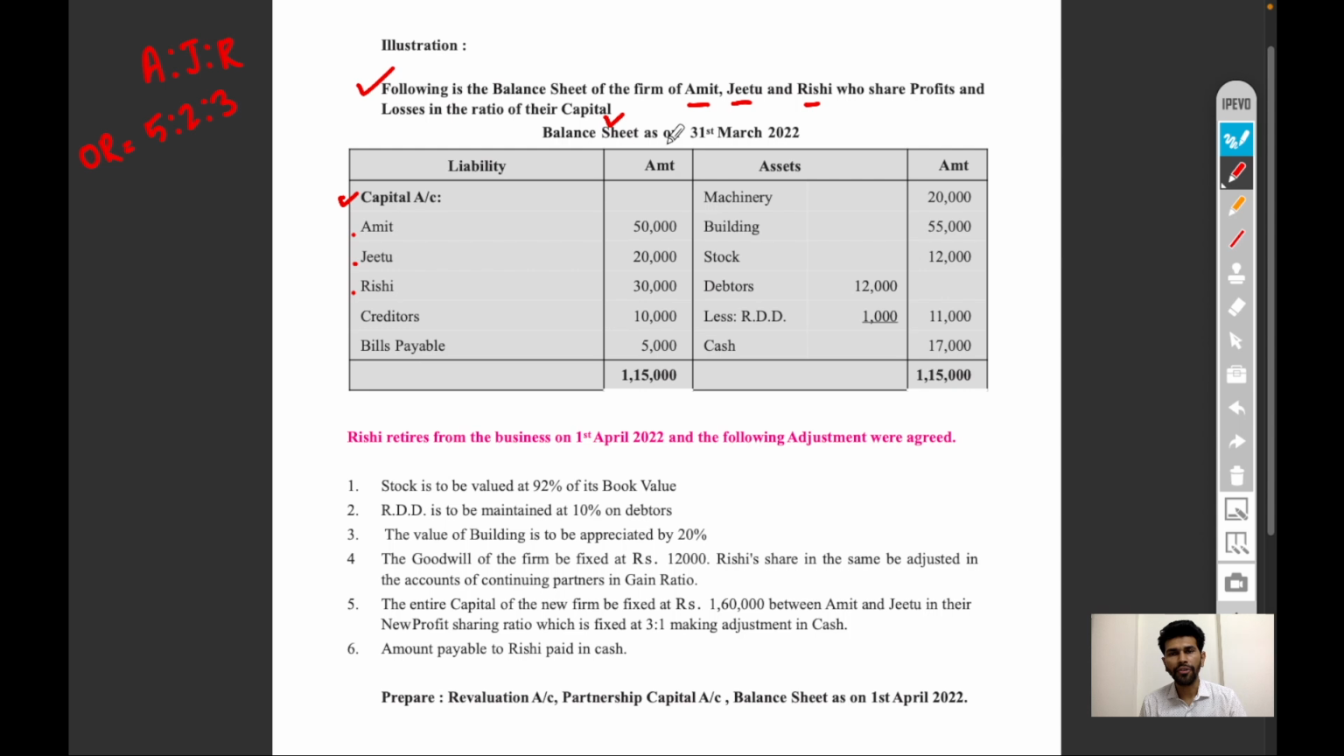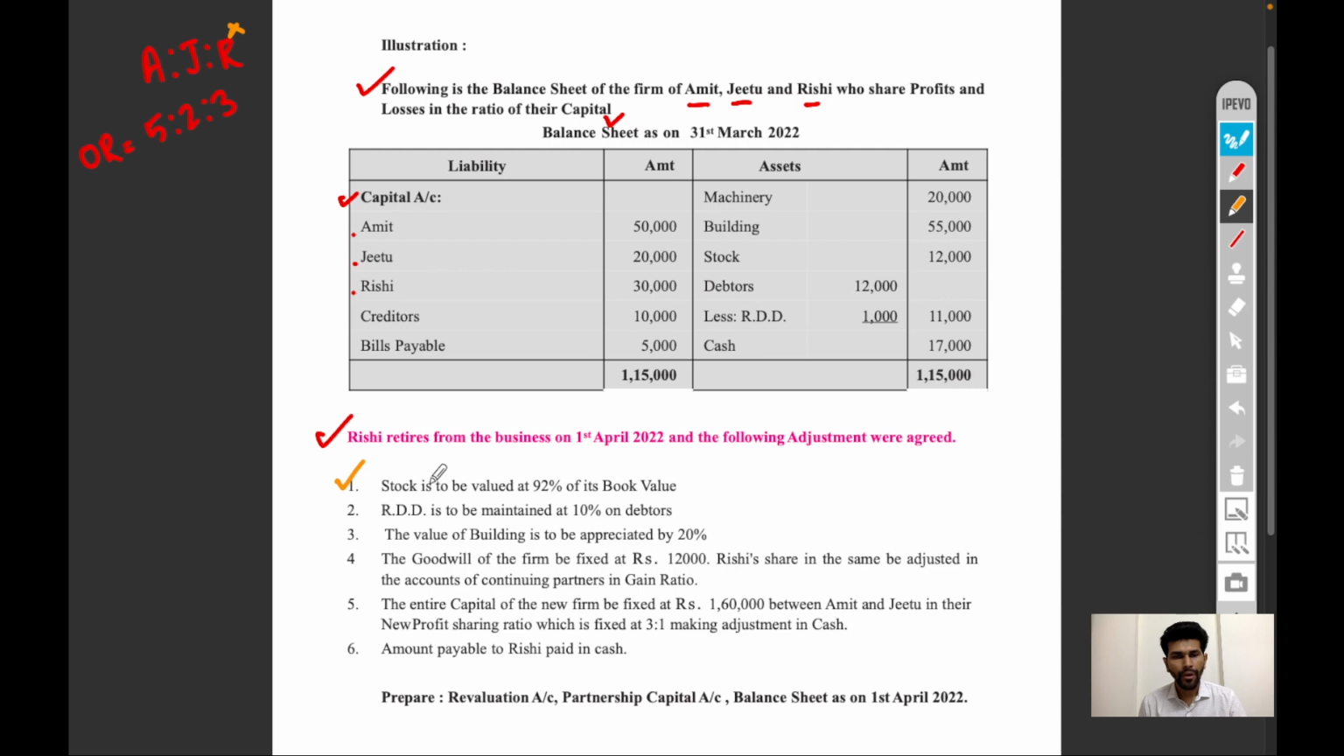Now the balance sheet as on 31st March 2022 is given. On the asset side, machinery, building, stock, debtors less RDD, and cash balance are given. On the liability side, the capital accounts of the old partners, that is Amit, Jitu and Rishi, are given, along with creditors and bills payable. Rishi retires from the business on 1st April 2022, and the following adjustments were carried out.